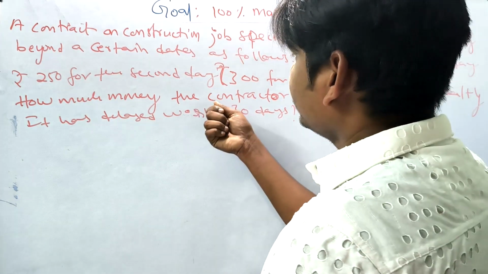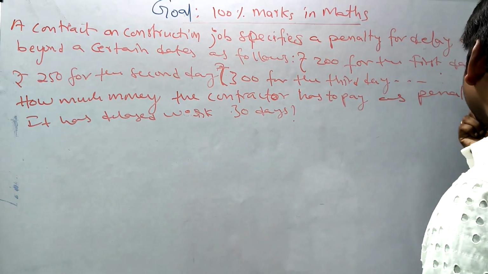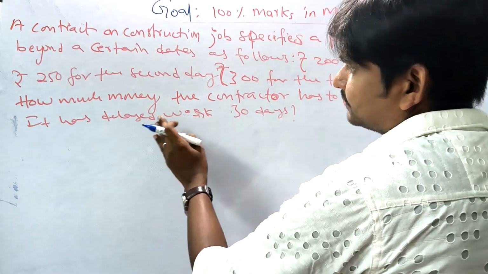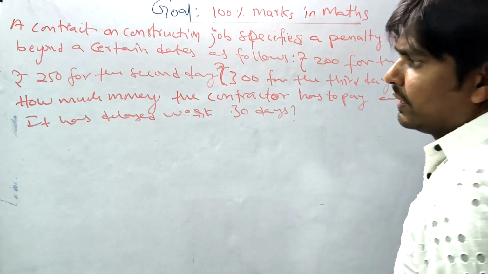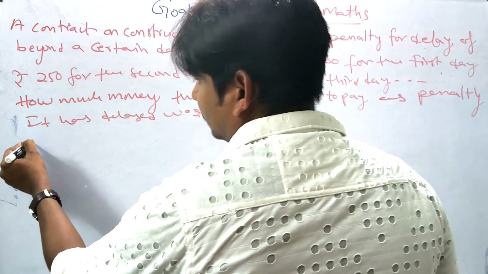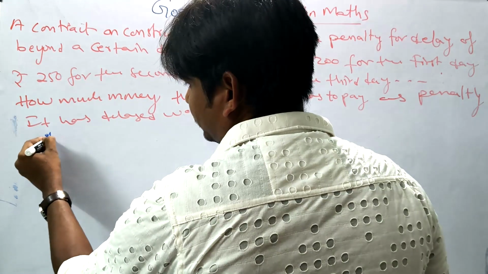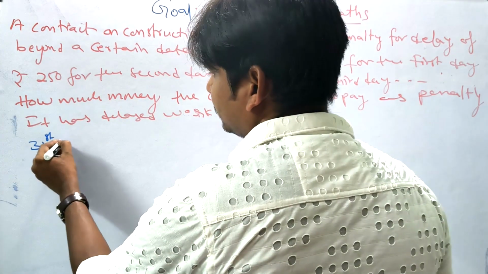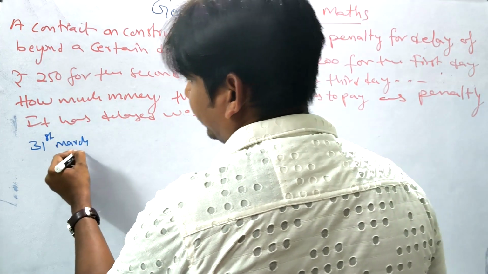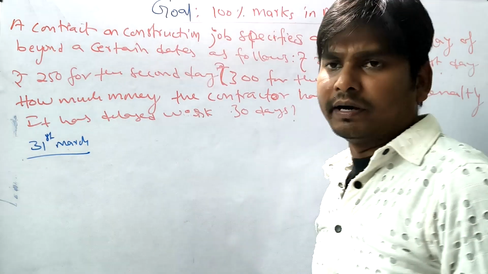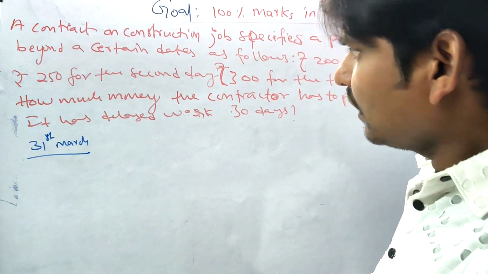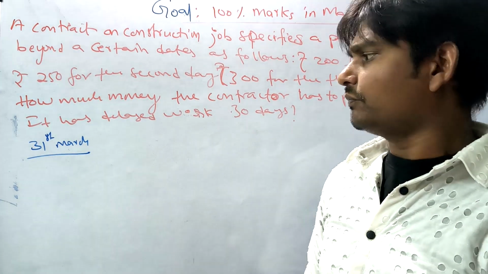How much money does the contractor have to pay as a penalty? He has delayed the work by 30 days. Suppose the deadline for the work is 31st March, you can take any date, no problem. But he was unable to finish the work by that day.